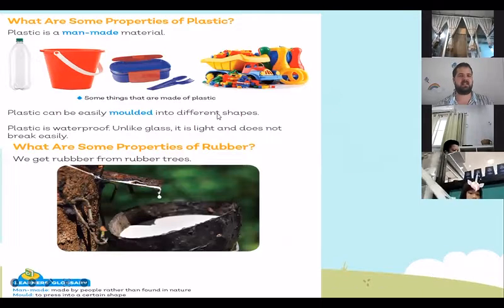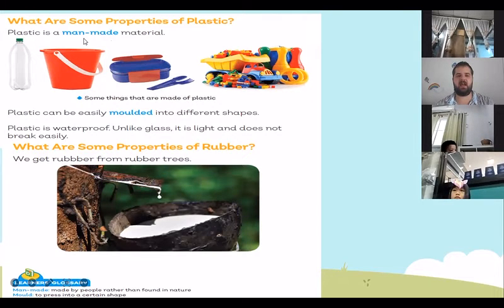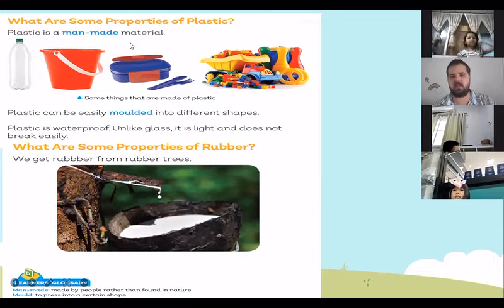Okay, page 66. What are some properties of plastic? So things made out of plastic. Okay, so plastic is man-made. It's a man-made material, which means you or I have to make it. You can't find it. You have to make it.